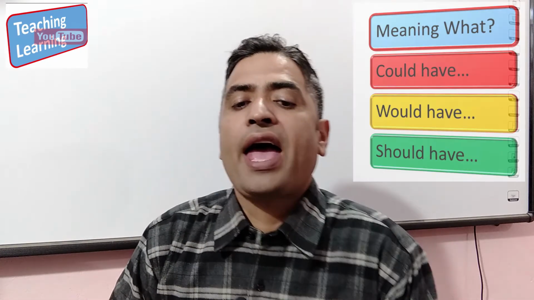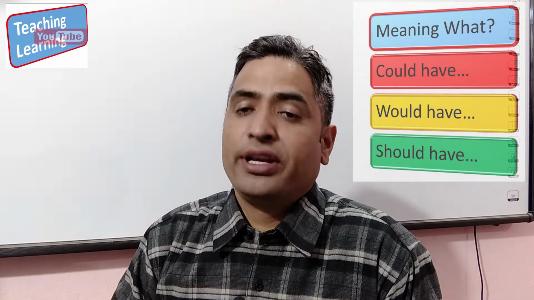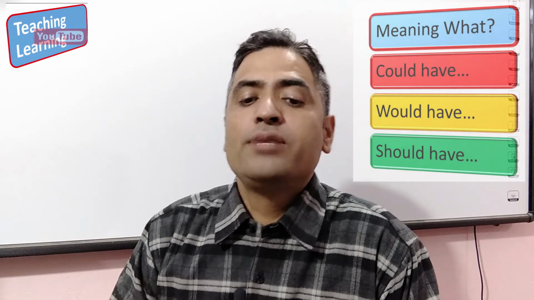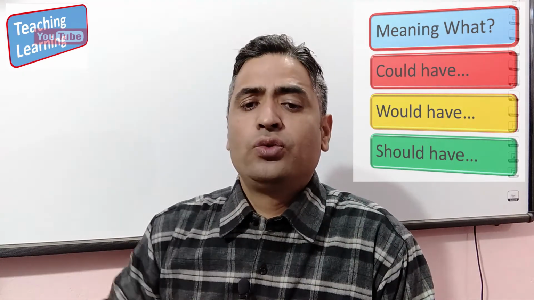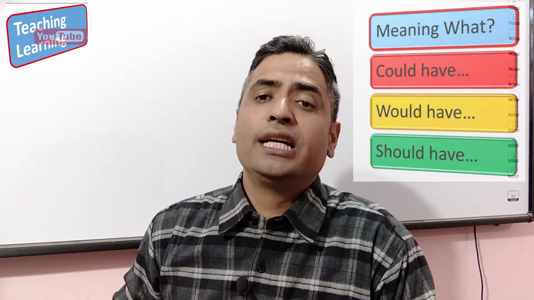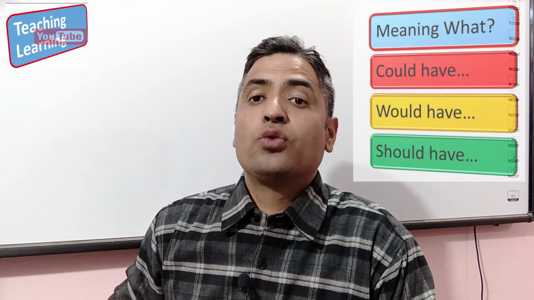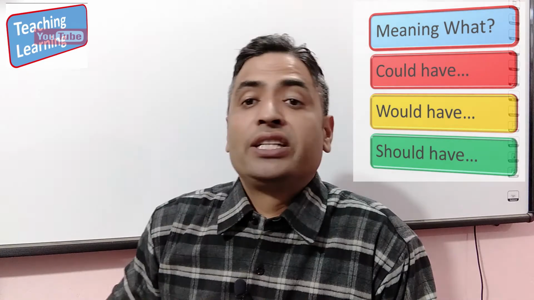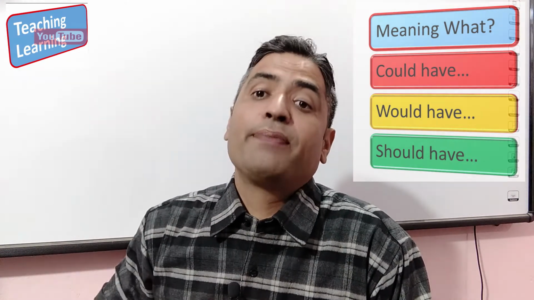Could have. This can be used in positive sentences, negative sentences, as well as question sentences. For example, I could have been a cowboy. It means it was possible but did not happen. So could have means something was possible but did not happen. It was a possibility in the past. Could have is mainly used to show possibility, not now, not in the future, but in the past.